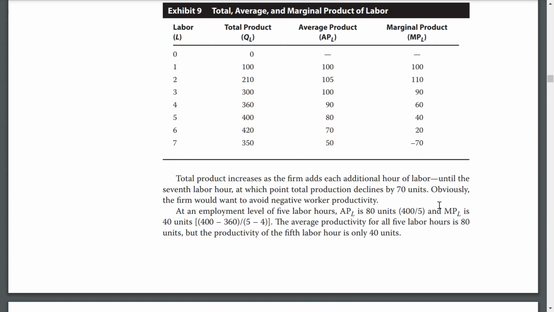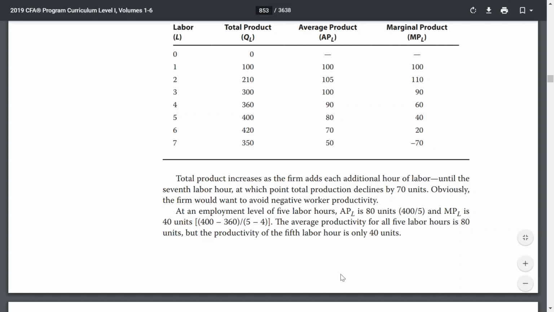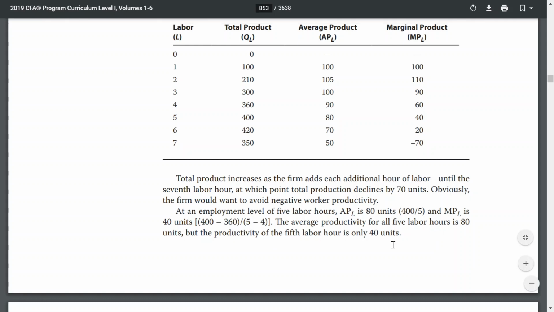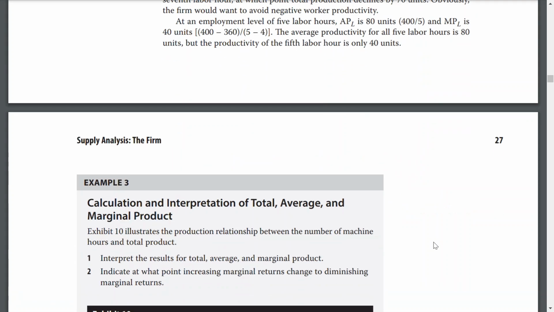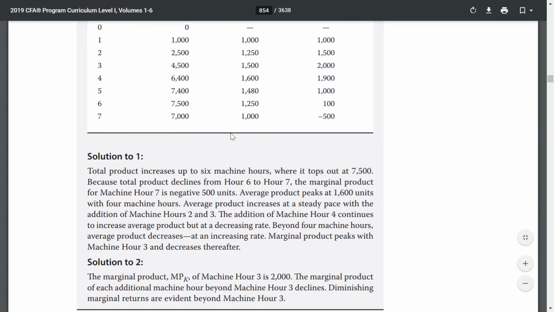Total product increases as the firm adds each additional hour of labor until the 7th labor hour, at which point total production declines by 70 units. Obviously, the firm would want to avoid negative worker productivity or diminishing marginal returns. At an employment level of 5 labor hours, APL is 80 units and MPL is 40 units. The average productivity of all 5 labor hours is 80 units, but the productivity of the 5th labor hour is only 40 units. So example 3, we don't have to go into the example. You could just pause the video and look at it if you have questions.